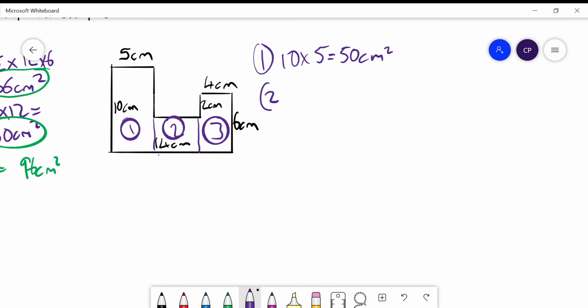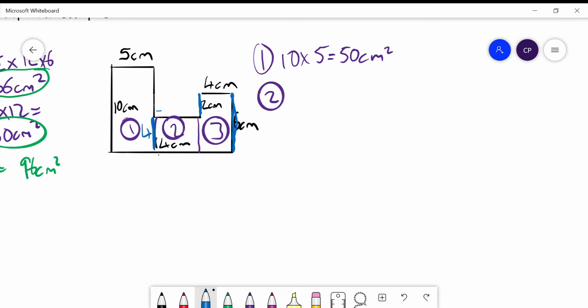For the second one, I actually don't have all the dimensions I need. So what I need to think about is, well, what's the height of this going to be here? I'm just going to change colour. So I want to know what the height is here. Now, the height of this one over here is 6, the full height. And this height here is 2. So 2 plus something gets me that 6. So this height here must be 4 centimetres.